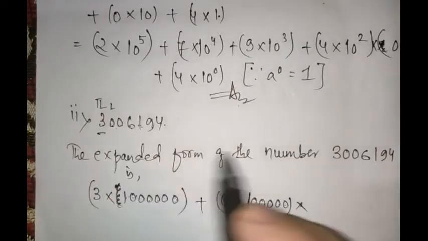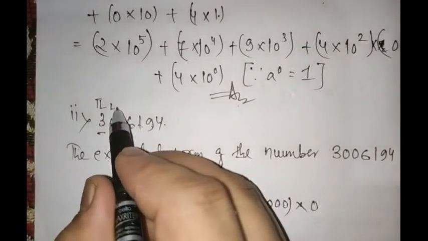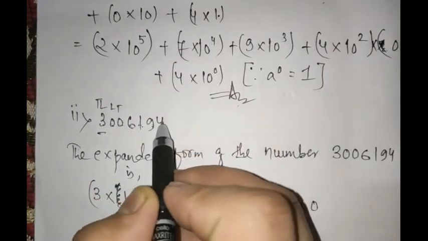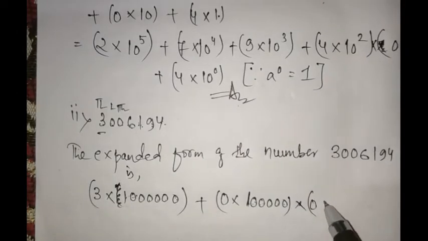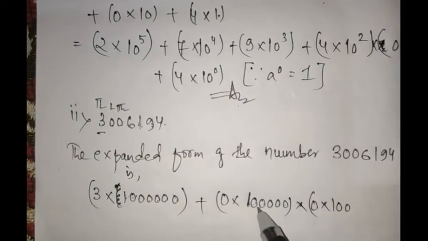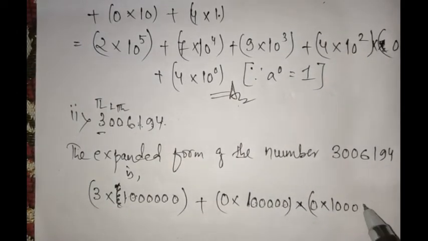Similarly, the next number we have is 0. This is in the ten thousands position, right? So in ten thousands how many zeros should be there? 1 2 3 4. So now 4 zeros should be there, isn't it? Now this becomes your ten thousands.